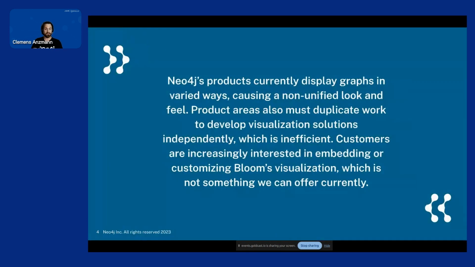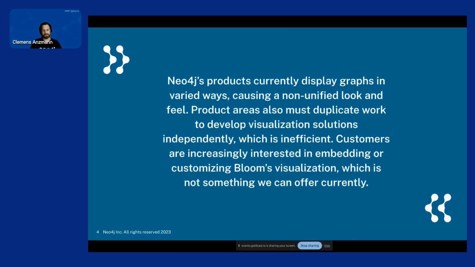So the challenge, what motivated us? This is a quote straight from the pitch document, from the ideas document that we had, and to quote it, it basically says Neo4j's products currently display graphs in varied ways, causing a non-unified look and feel. Product areas must duplicate work to develop visualizations, and customers are increasingly interested in embedding visualizations, which is not something we can currently offer, particularly with Bloom.